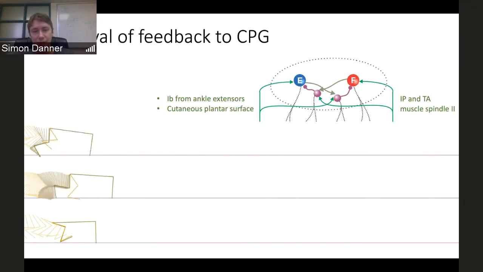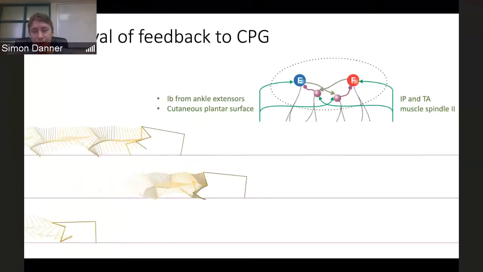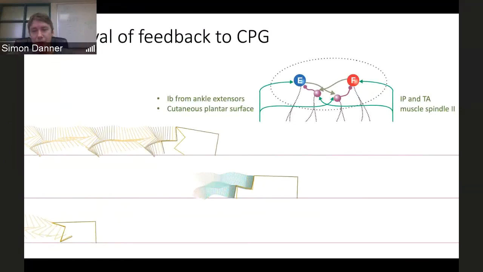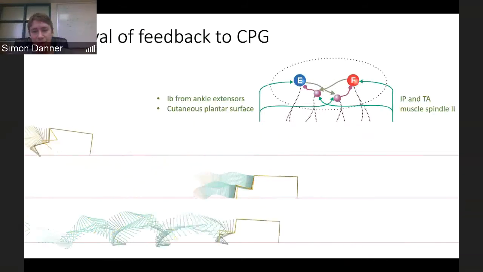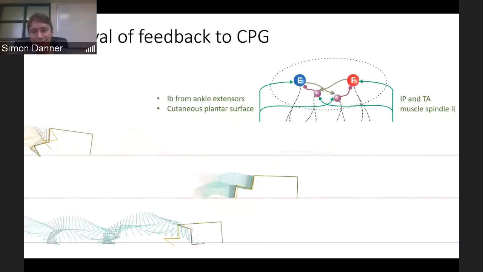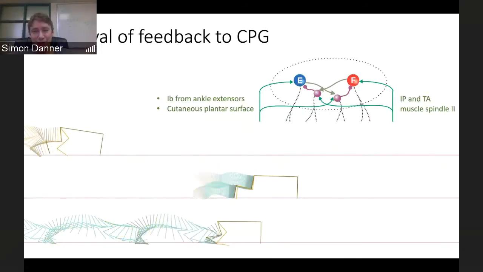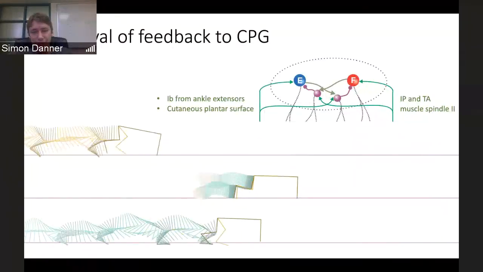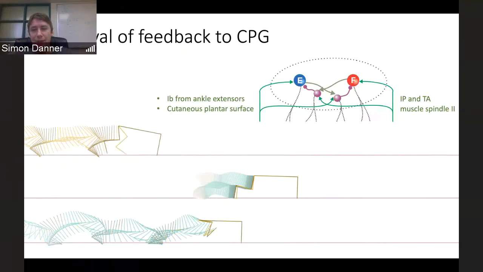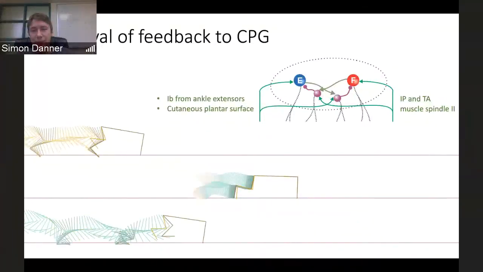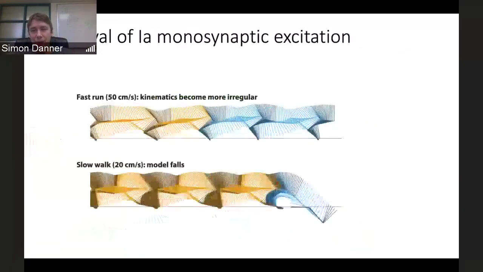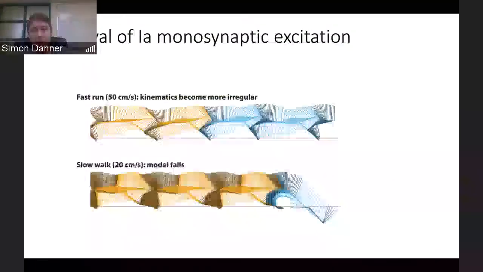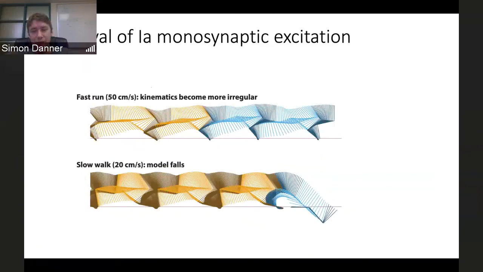Now, when the model is walking slowly, the removal of the feedback slows it down, and it doesn't fall, but it stops walking. And when it's bounding, the feedback also has an effect. We can see that it becomes very unstable, but the model continues for several steps, and eventually falls, I guess. So that tells us that the feedback has different effects and different roles that depend on the speed of locomotion.